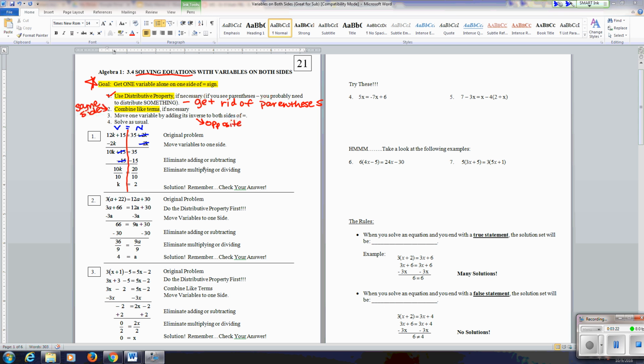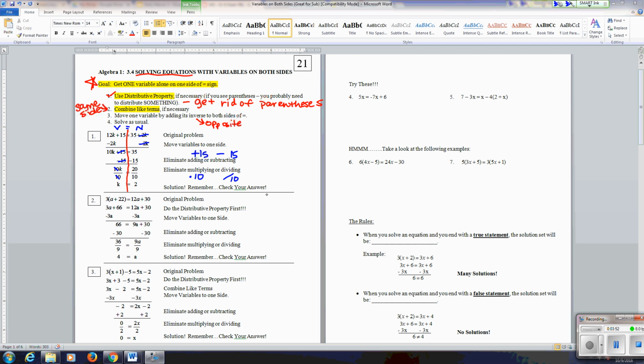So we eliminated our addition by subtracting. Since we had a positive 15, we did a negative 15. And right now we're going to eliminate our multiplication or division. We were multiplying by 10, so we are now going to divide by 10. It was 10 times k, so we're dividing both sides by 10, leaving me with just 1k. 20 divided by 10 is 2.